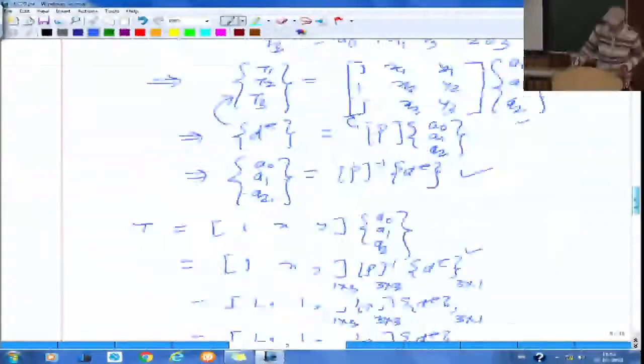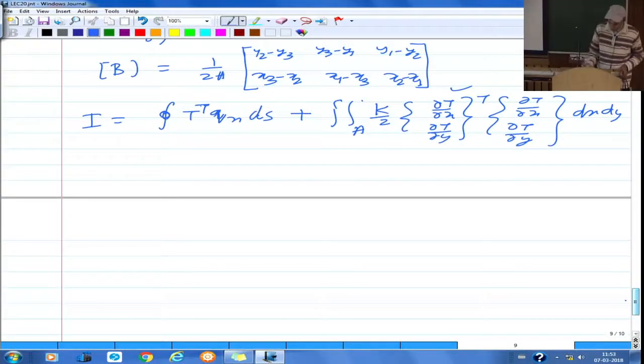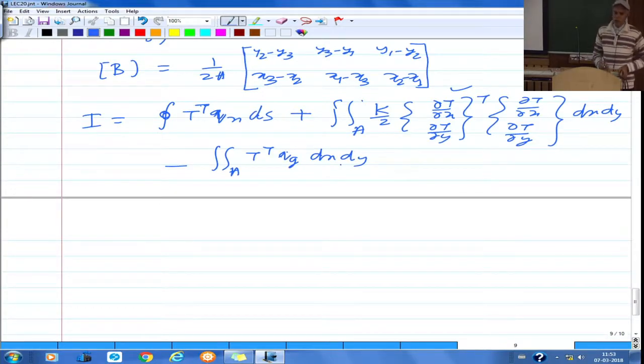So that also we can write as minus integration again over the area of the triangle, T transpose into Qg, which is heat generated inside the element, dx dy. So this is your I. Then what you do is substitute T equal to H into d, and del t by del x, del t by del y as B into d, and take the variation delta I equal to 0.